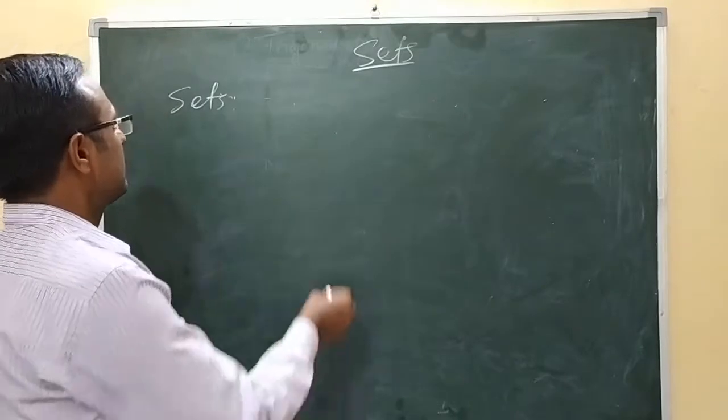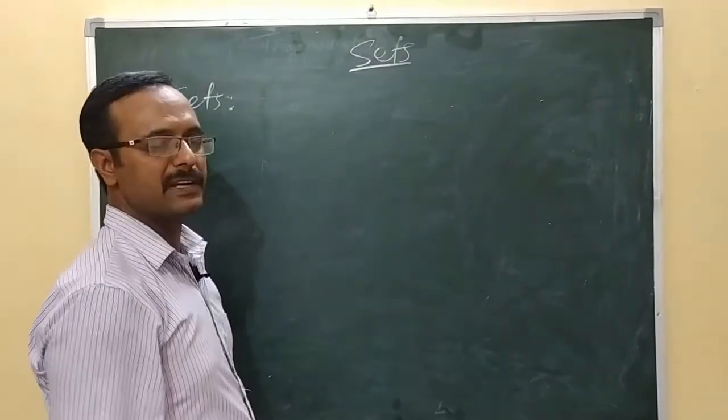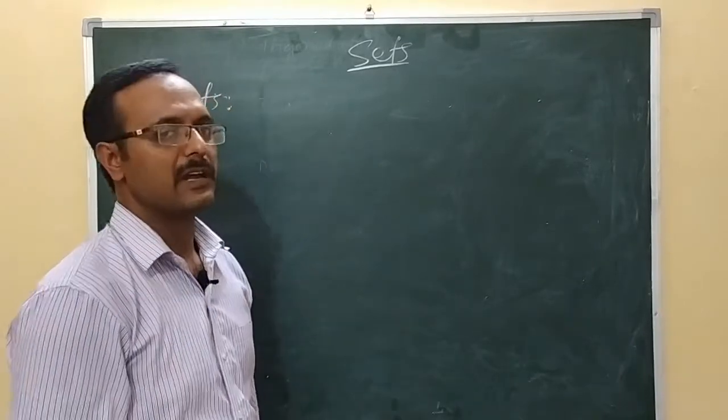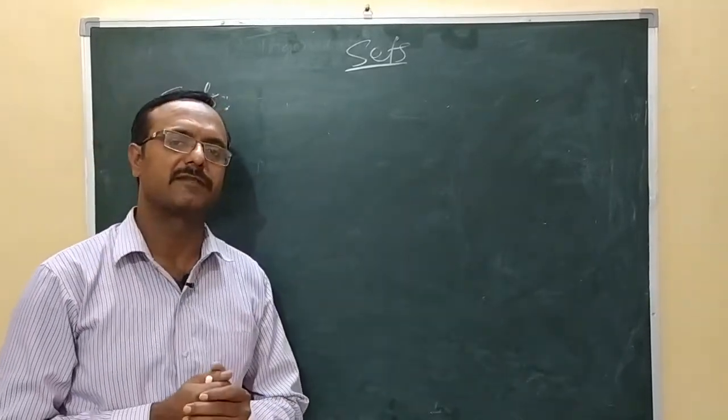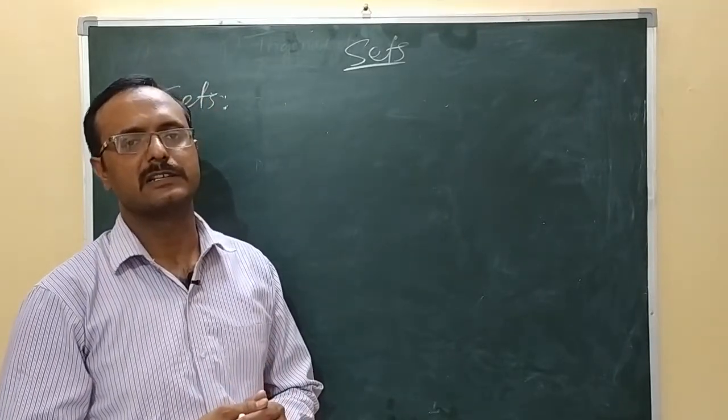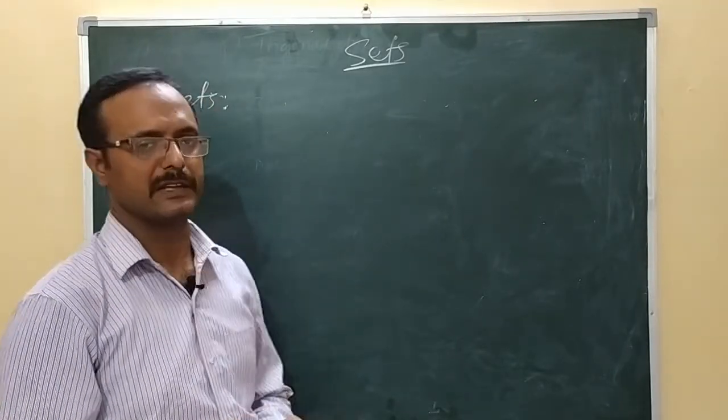Here the set is defined by a capital letter of the alphabet, that is capital A, capital B, capital C, and the elements of these sets are shown by small letters, that is small x, a, b, c, like that.